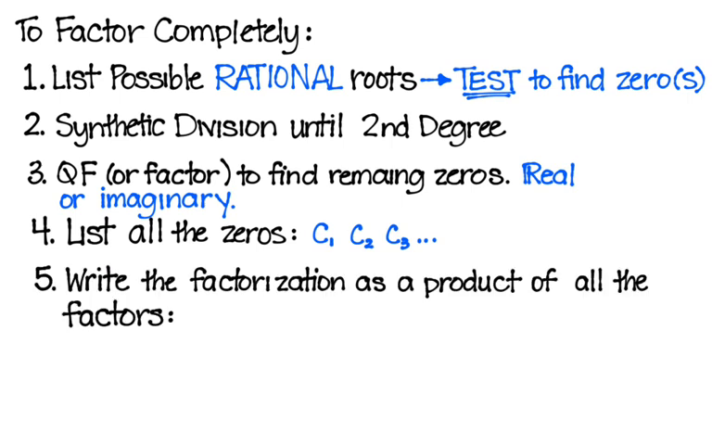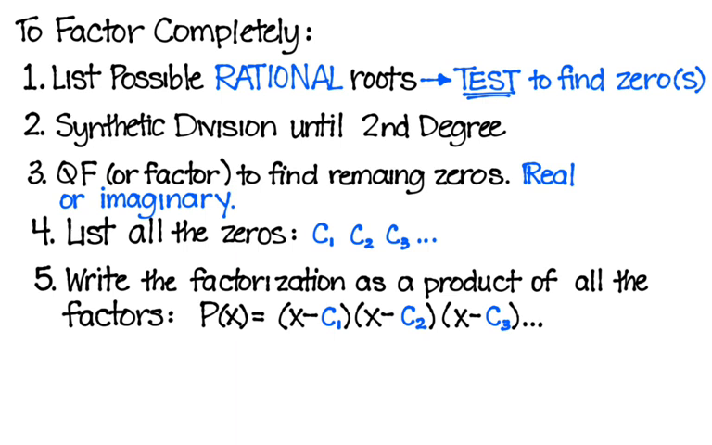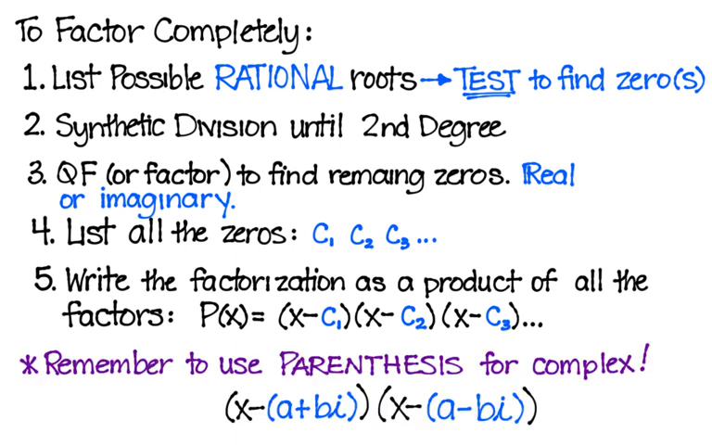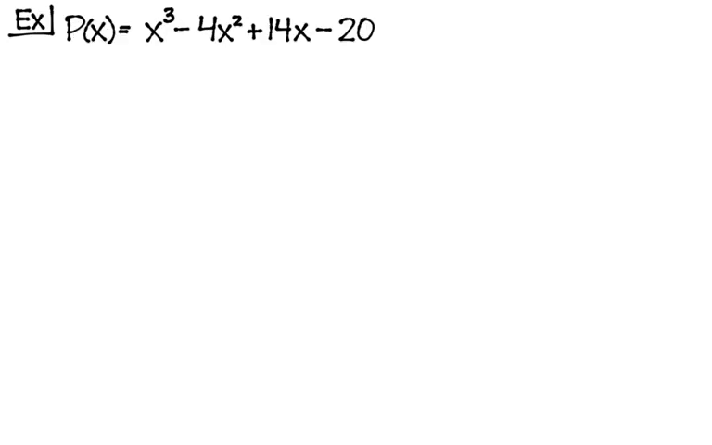You're going to write the factorization as a product of all the factors, writing it as x minus each one of those c's. Remember to use parentheses for complex numbers. Now, if they had said to put your final answer in simplified form, there wouldn't be parentheses, but this is the goal of factoring our polynomials. Okay? So here's an example.